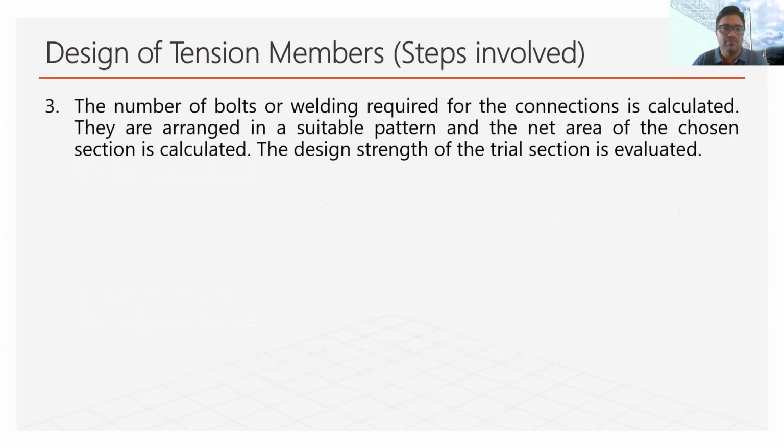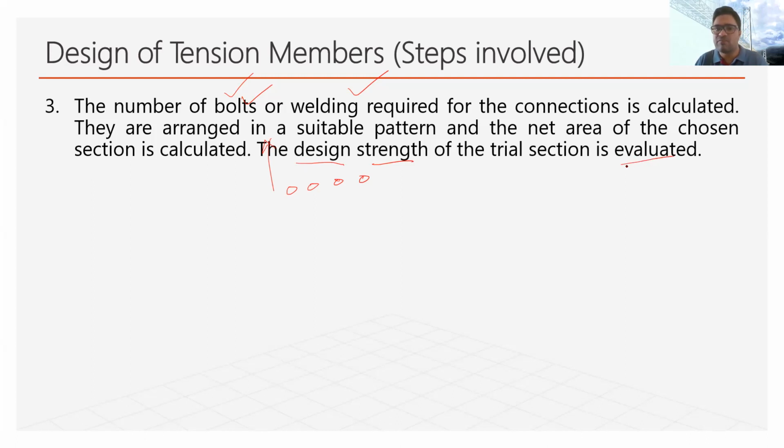Then in the next step, we find the number of bolts or the length of welding as per the case. In our case, we have to find the number of bolts required to carry the required force, and then they are arranged in a suitable pattern. It is mentioned that they are arranged in a single row, which means bolts will be arranged like this. And then we find the net area, and the design strength of the section is evaluated.